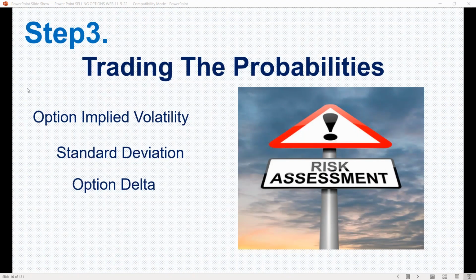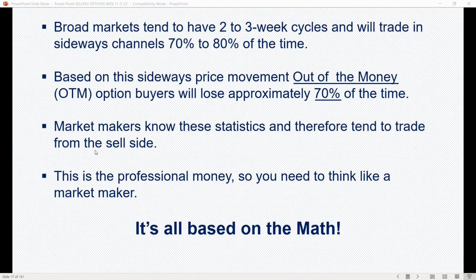Now, the third step is a big part of it as well. So that's the probabilities, right? So let's talk about trading the probabilities. When you look at broad markets, they'll tend to have trends where they'll go up hard or down hard, but then you'll see them kind of trading sideways. So a lot of times you'll have maybe 2 to 3 week cycles, and the markets will trade in a sideways channel maybe 78% of the time.